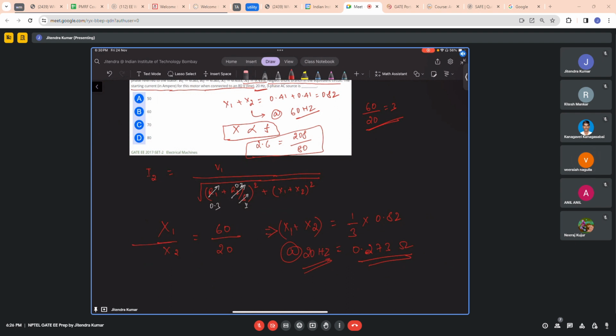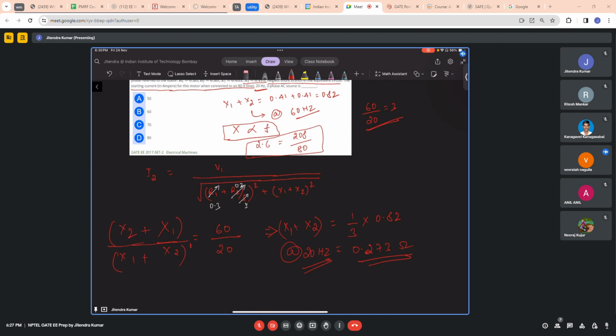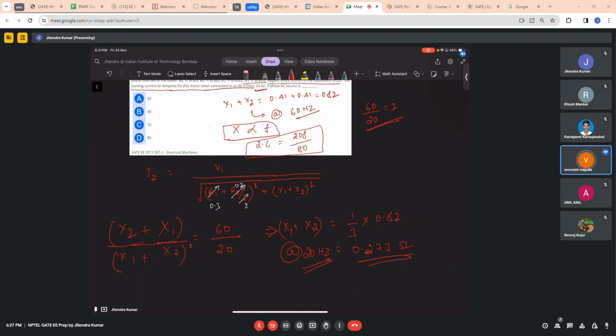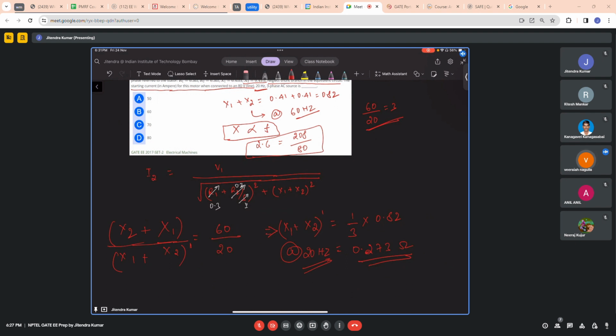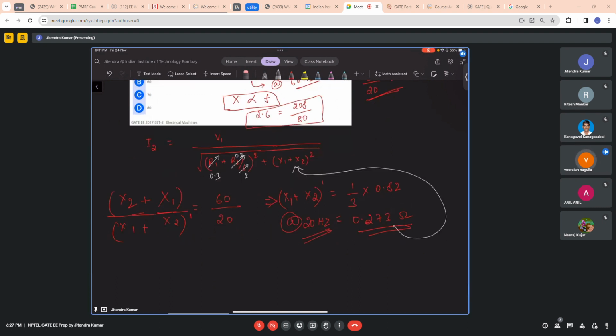I am indicating it by a dot just to differentiate between the two values. So it is 0.273. Now you can plug in this value of 0.273 here and you will get the answer for the starting current.